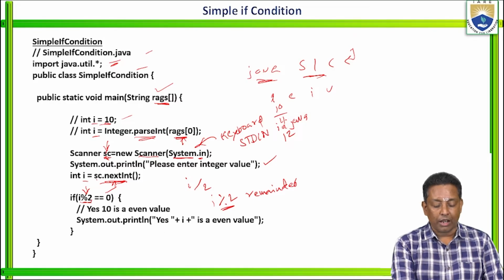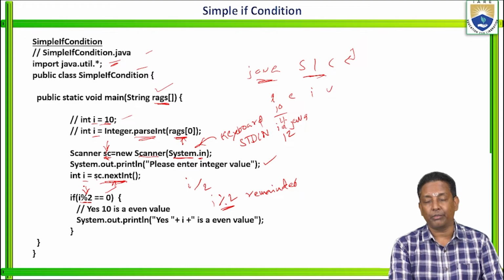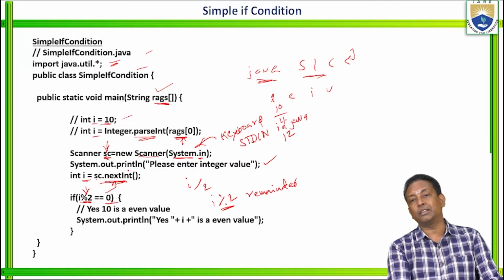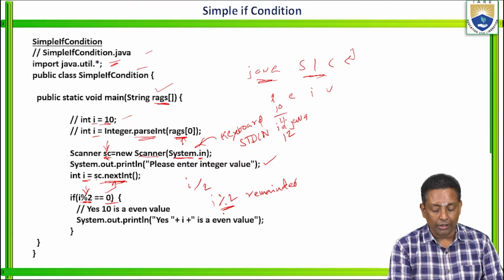So 10 divided by 2: how many times does 2 divide into 10? 5 times. 2 fives are 10. What is the remainder? 0. Suppose the entered value, once divided, has remainder 0, what does it mean? It is an even value. So you print even value.